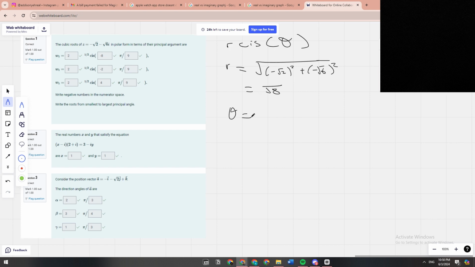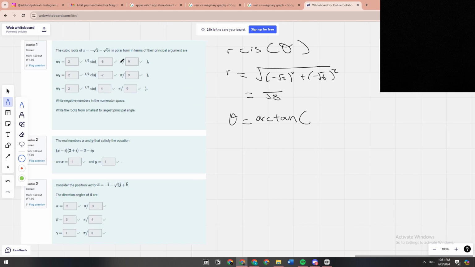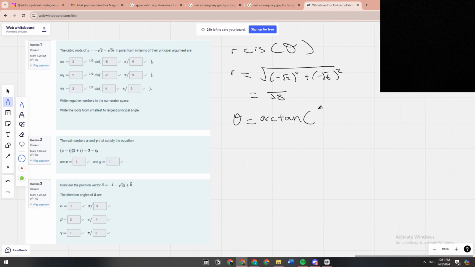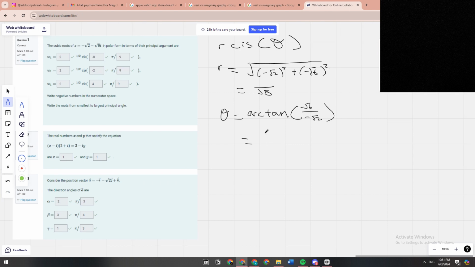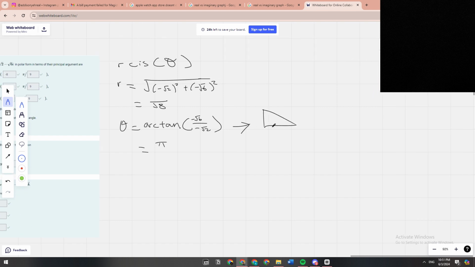And theta is the arctan of the imaginary part over the real part, so negative root 6 over negative root 2, which should equal, let me check this real quick. Okay, if we follow conventions, something like this. By the way, this equals negative root 3. Okay, just positive root 3, I hope you know that. So now you know it's positive root 3, we can do the special triangle stuff.